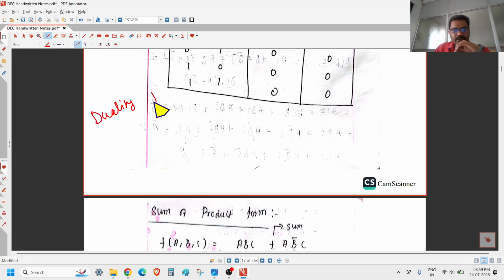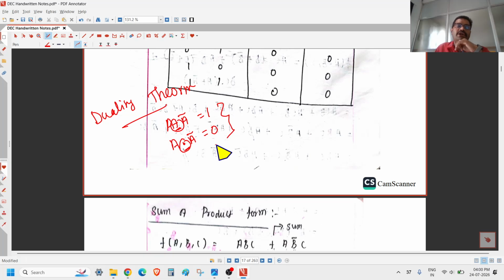Here I'm just going to write. So the principle of duality theorem means, very simple, A plus A bar is equal to 1 and A dot A bar is equal to 0. This is what the principle of duality theorem is. That is, if you change the OR sign into AND sign, or the AND sign into OR sign, the output will be changed. That is what the duality theorem is.